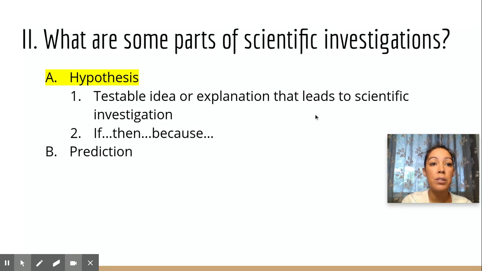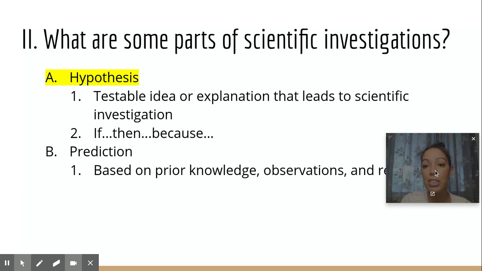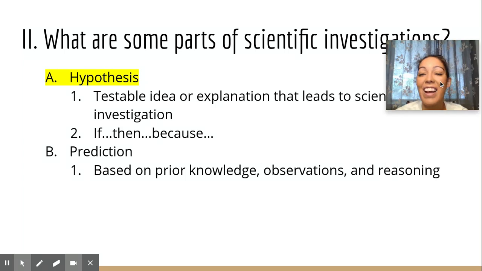Remember, just as a side note, when you see highlighted words here, those are your vocab words. So you want to make sure you go to the top of your notes and fill out your vocab words. Prediction. A prediction is exactly like it says here. A prediction is based on prior knowledge, and it also is based on your observations and your reasoning. So it's kind of similar to a hypothesis, except it's a little bit less structured, and it doesn't necessarily have to lead to a test.